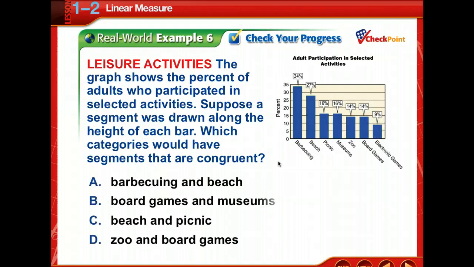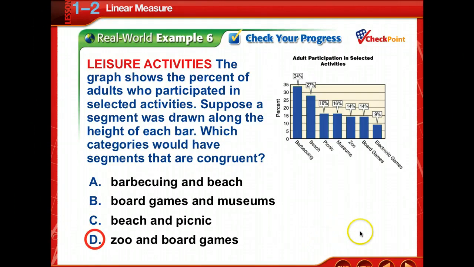So check your progress. Now, there may be more than one right answer when you're looking at the graph, but they don't have them all listed here. So which of these is the best answer? Pause for a moment, then come back and check your answer.